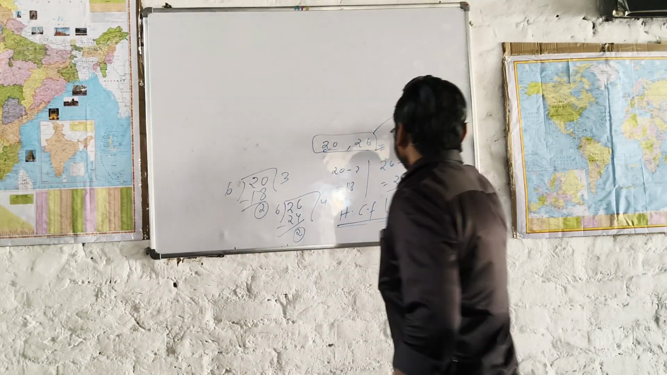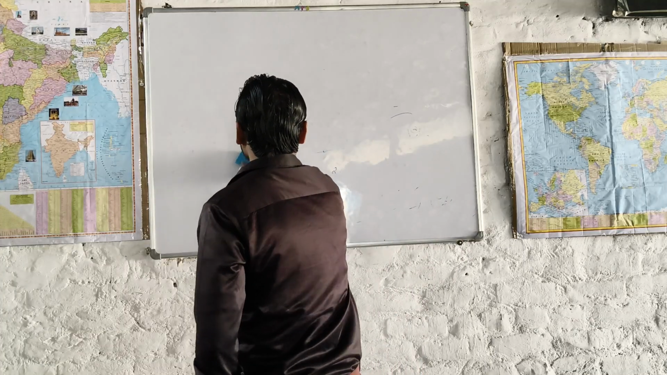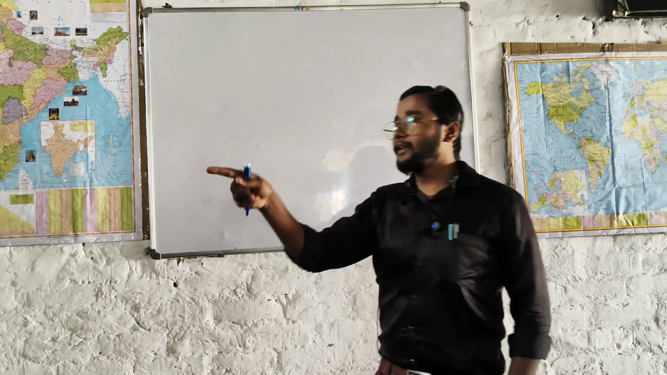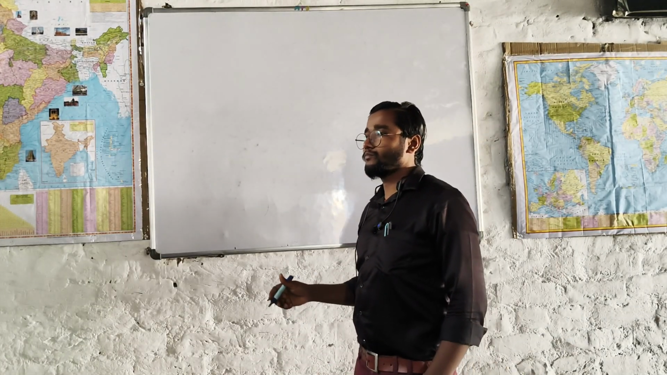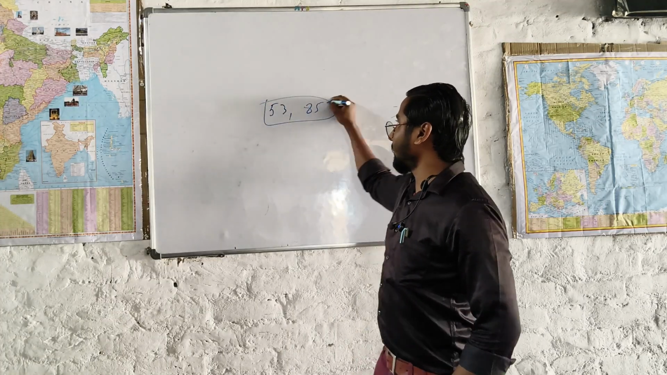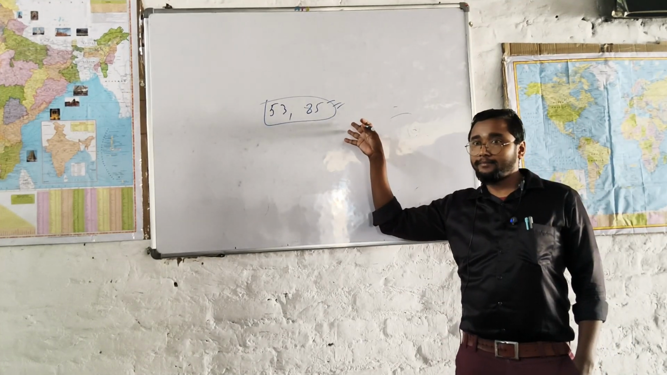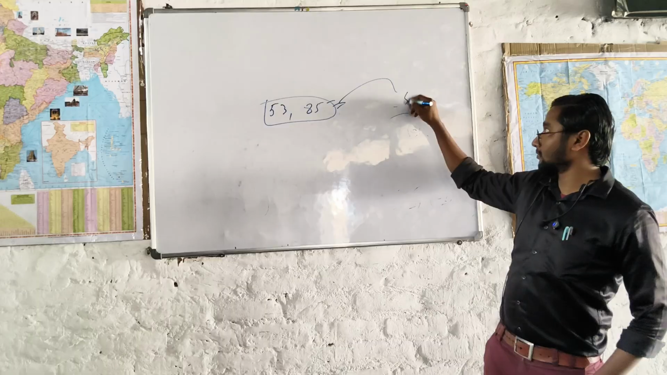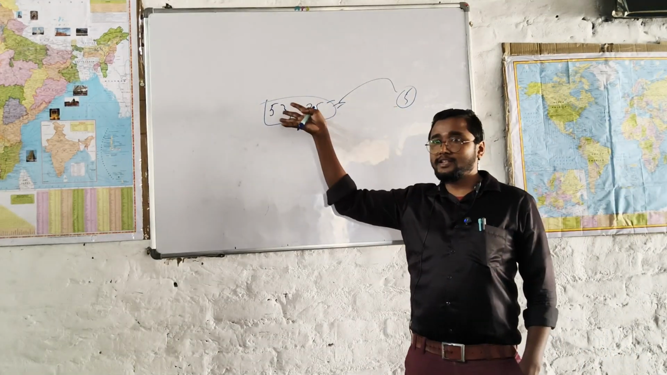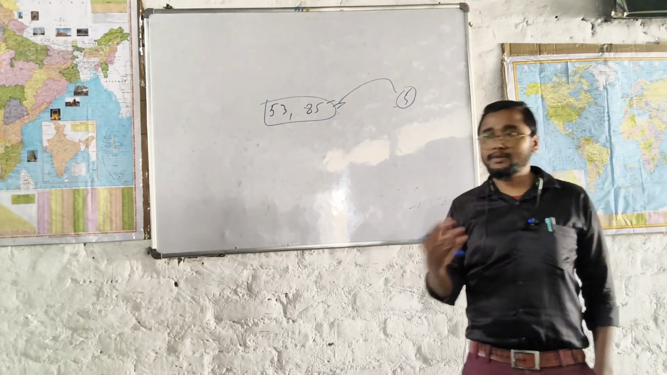Now, what is the remainder here? 5. So the remainder is 5 in each case. The given numbers are 53 and 85. The question is saying to find the greatest number that will divide both 53 and 85, giving the remainder 5 in each case. When it says in each case, it means 5 is the remainder for 53 and 5 is the remainder for 85.